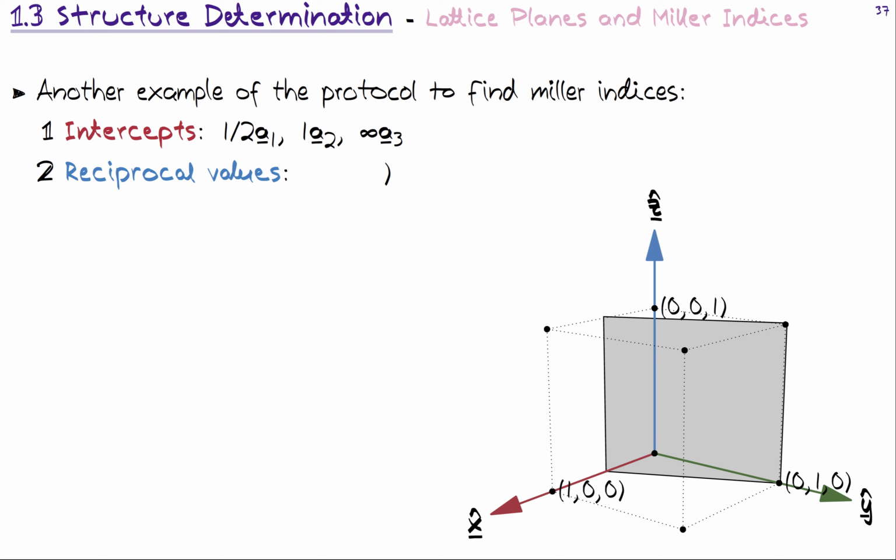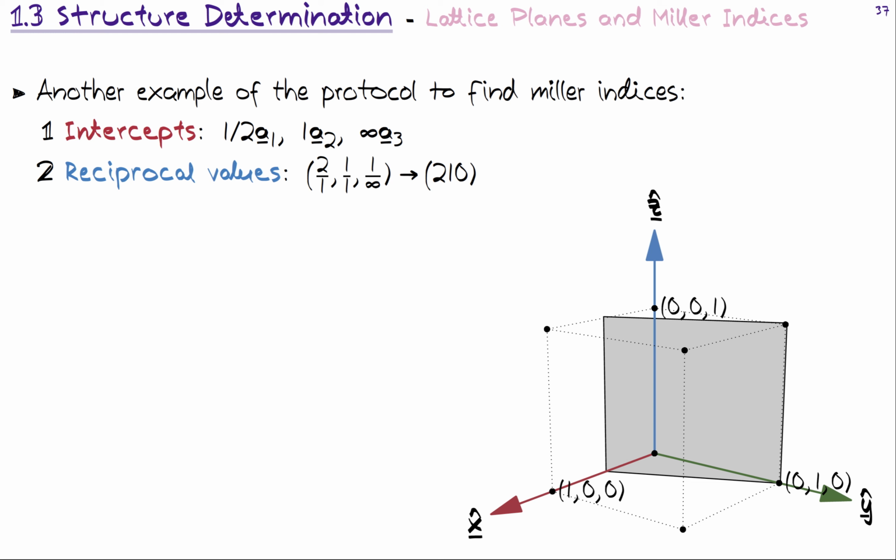Then what we do is that we calculate the reciprocal values. So 2/1 is the reciprocal of 1/2. And then 1 again is the reciprocal of 1. And then we have 1 over infinity, so that we get the reciprocal values. So what we have is 2, 1, and 0 as the indices.